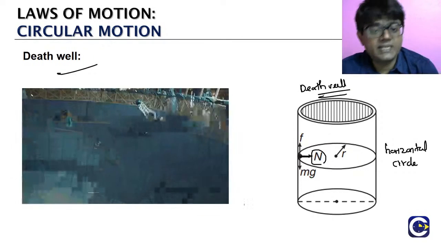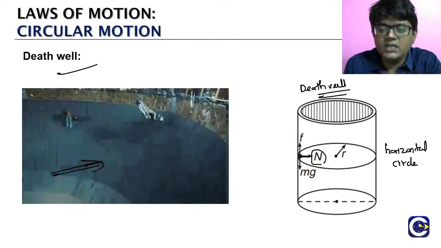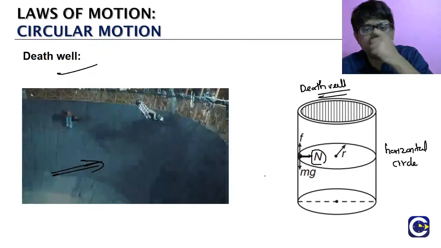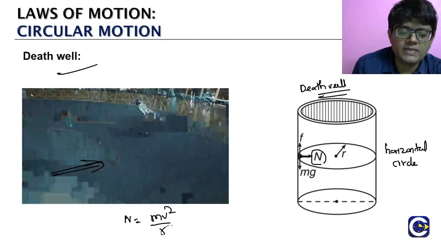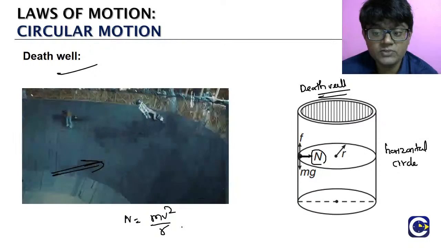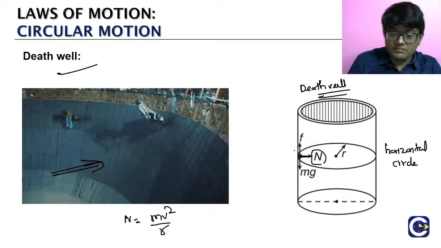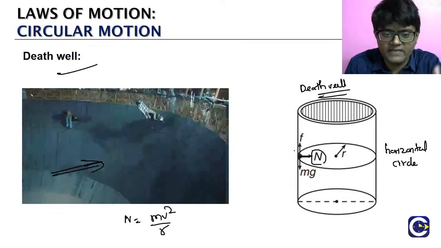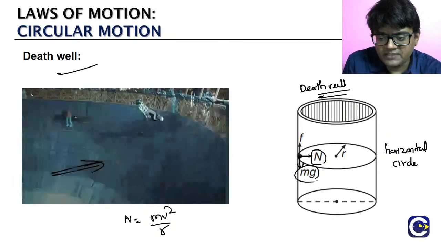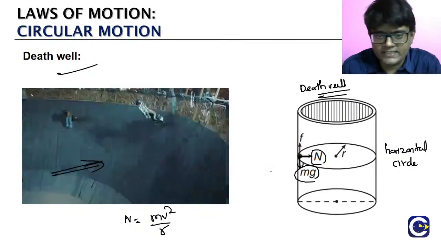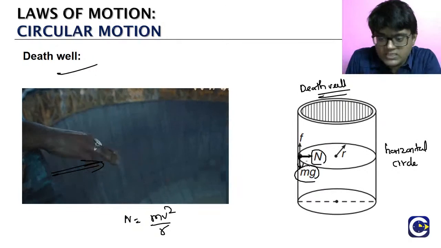The normal reaction is providing the centripetal acceleration, which means the normal reaction value is equal to mv square by r. Look here, when the person is on the bike, flat on the wall, you will see in some places they even go in a car also. They will have their weight. The weight will always be acting downwards, and they will tend to go down because of the weight.